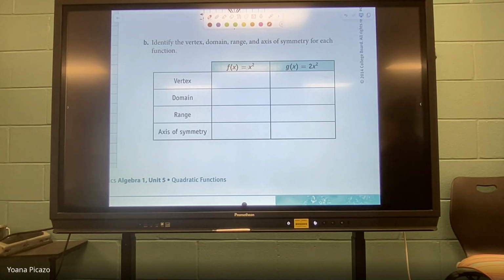Help me out. What is the vertex for our parent function? 0, 0. Okay. It's an ordered pair, so you have to list both. Even if they're both 0 or the same number, you have to list them both. So it's 0, 0. What is our domain? Negative infinity to positive infinity. What's our range? What's my range? It's not equals. What's the symbol that's there?